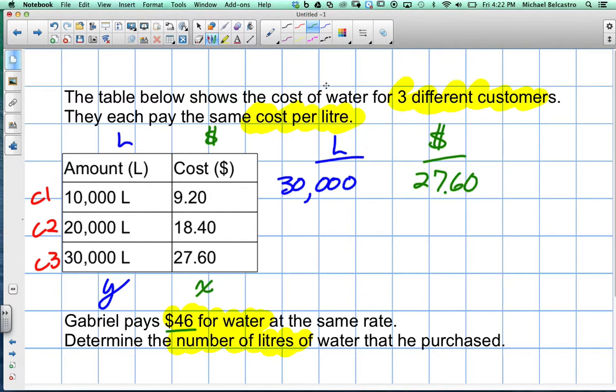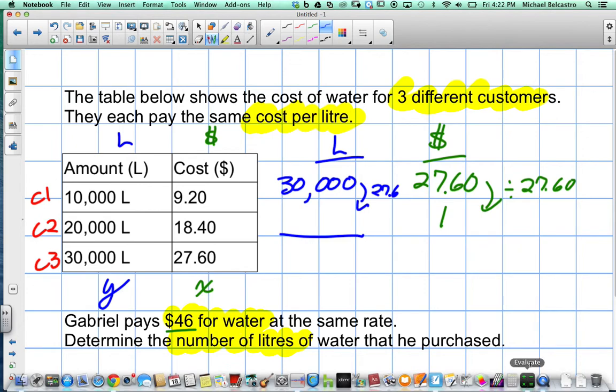From here, we're going to figure out how much $1 gets us in terms of liters. In order to do that, we need to bring this down to $1. So what relationship, a decreasing relationship, would take 27.6 to $1? Well, we can divide by 27.60, and that'll take us to $1. In that same idea, we will be dividing our liters, and this will end up being our rate. So we're going to divide our 30,000 liters by 27.6.